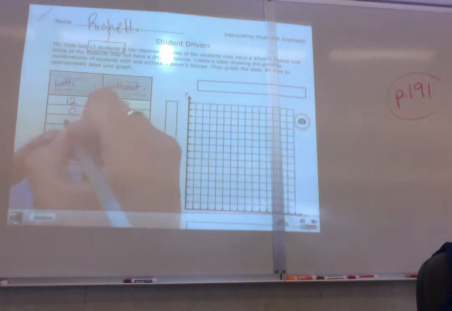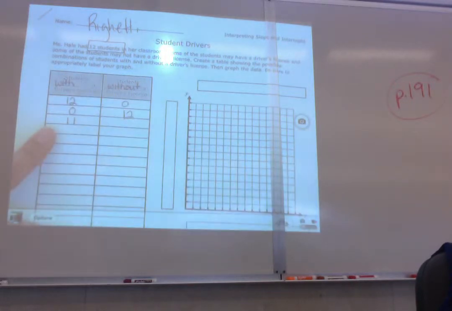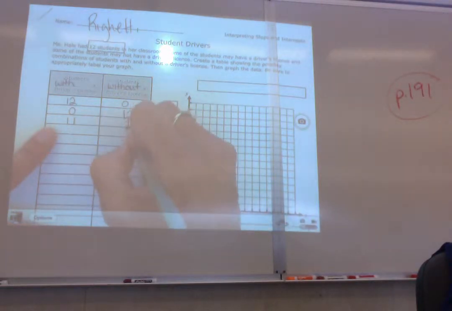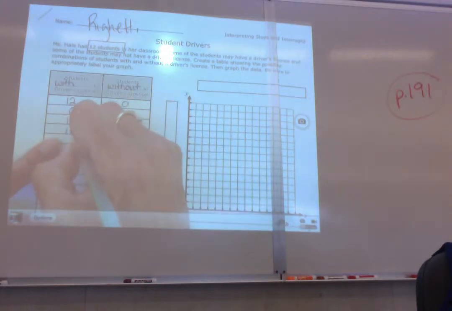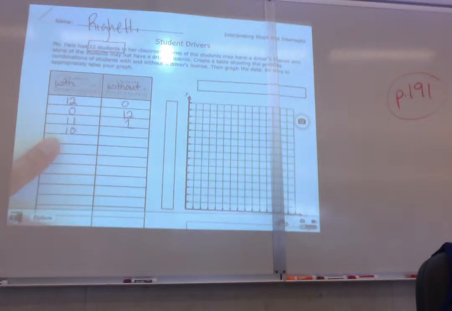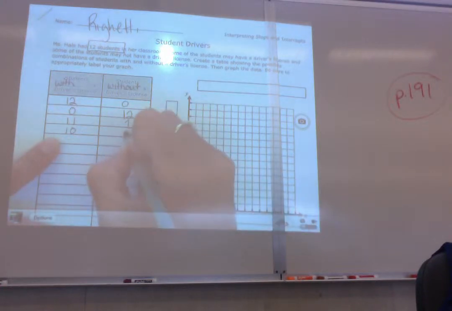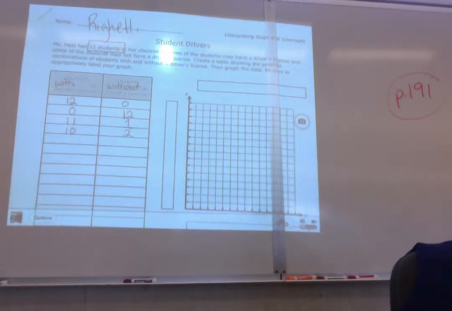Okay. So how many students would that make for the without category? 12. Okay, now here's the only tricky part on this table. What if instead of 12, 11 have a driver's license? Then one doesn't. Oscar, what if 10 had a driver's license? 2 would not. Finish that table, please.